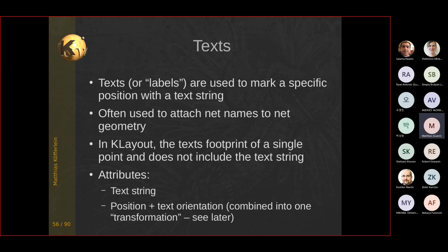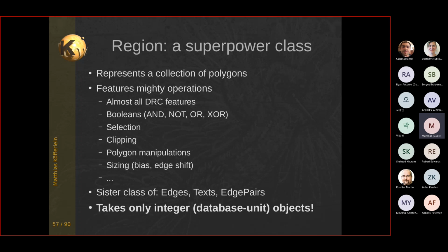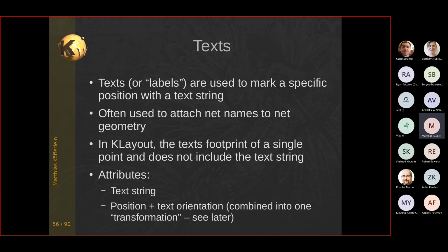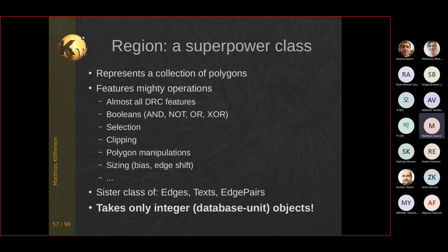And labels are typically used to mark net names, but they can serve any purpose. They can mark a specific position. You can put them on a polygon or somewhere else. Coding-wise, there are again two text objects, text and dtext, same as for polygons, and the arguments are a string, so the label you have attached, and a position, which is given in terms of what is called a transformation. I will show you briefly what the transformation is.